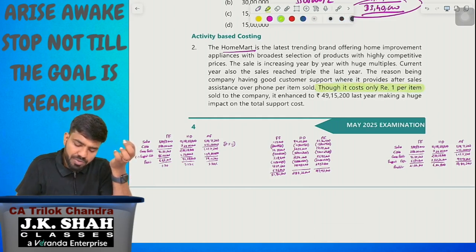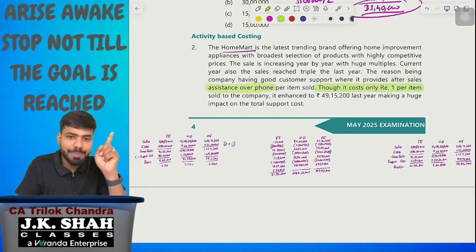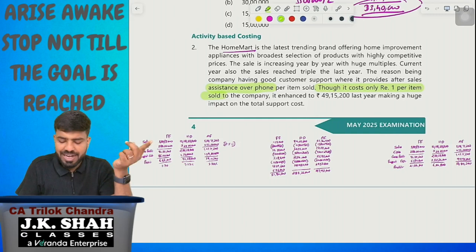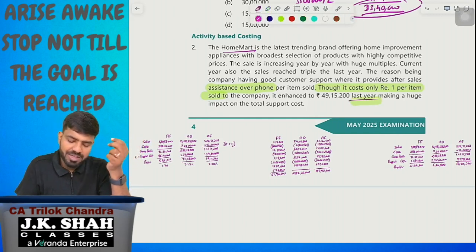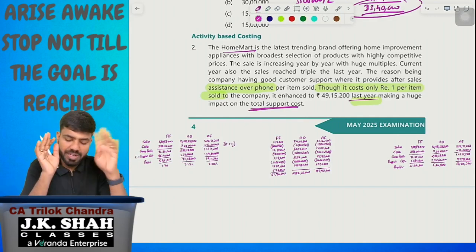Though it costs only, okay, what does it cost? They are giving customer support, after sales assistance over phone. Assistance over phone, how much does it cost? Rupee 1 per item, for every item sold. In the last year, how much is it in total? 49,15,200 in the last year, making a huge impact on the total support cost. Understanding? Okay, that is regarding the last year.